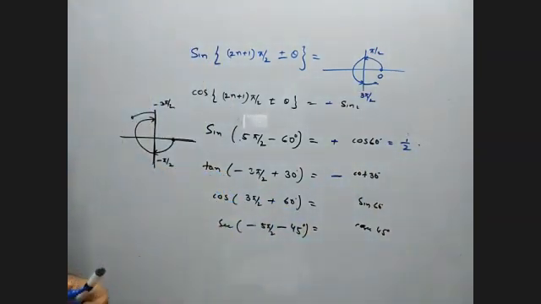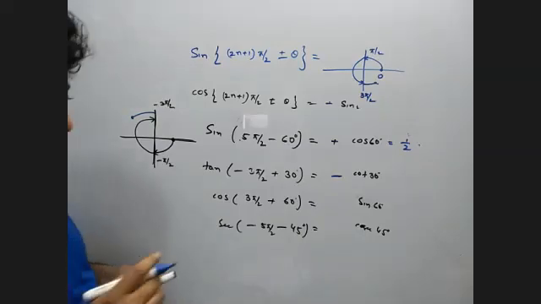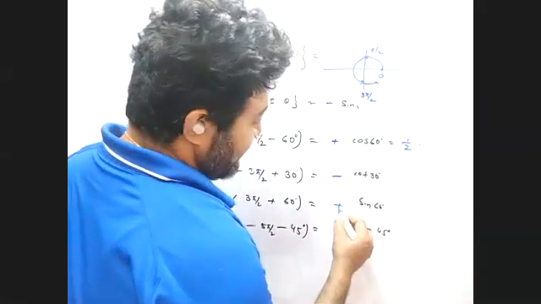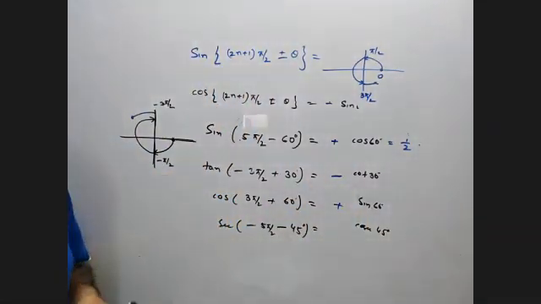So we are in which quadrant? Fourth. In the fourth quadrant, is cos positive or negative? Positive. Very good. So now you understand the pattern? Yes, sir. Very good. Now tell me the last one.